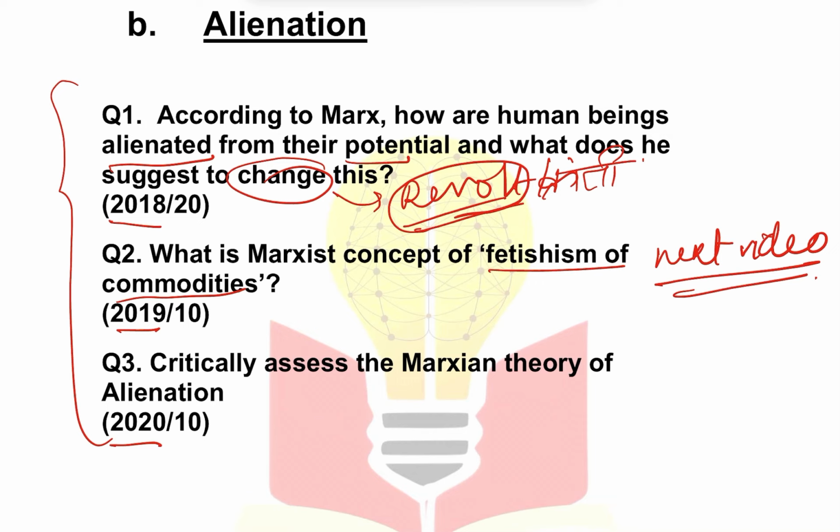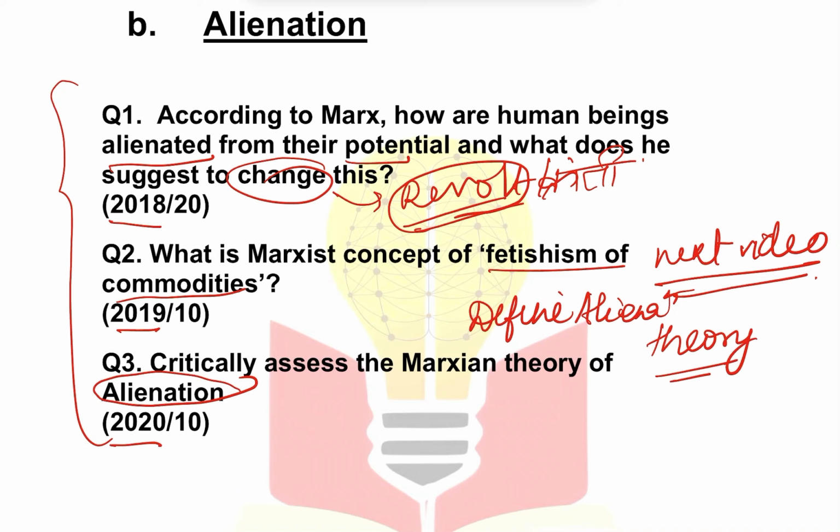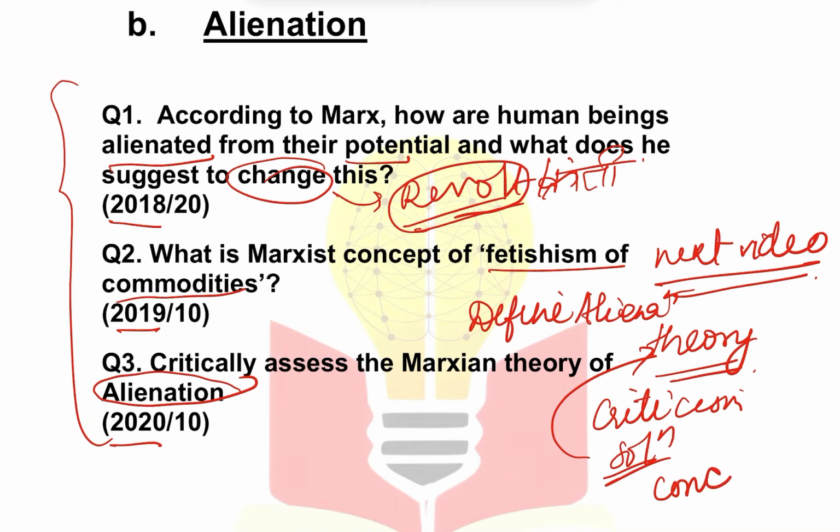सेकेंड इज क्रिटिकली एसेस द मार्क्सियन थ्योरी ऑफ एलियनेशन. सो इस आंसर के लिए हम डिफाइन करेंगे व्हाट इज़ एलियनेशन, फिर थ्योरी लिखेंगे उनका. हाउ आर ह्यूमन्स एलियनेटेड फ्रॉम द पोटेंशियल. लास्ट इज क्रिटिसिज्म, सॉल्यूशन जो कि थ्योरी के साथ ही आ जाएगा. देन देयर वुड बी अ कंक्लूजन. अगर आप ये फिनोमिनन रीसेंट टाइम्स में देख रहे हैं तो यू कैन कोट सम एग्जाम्पल्स.